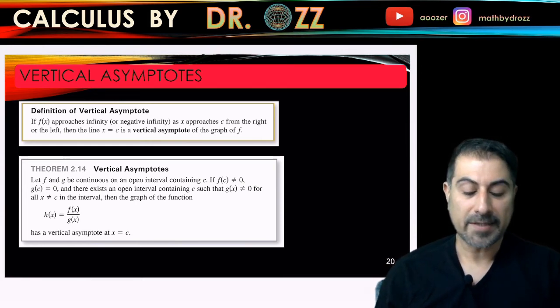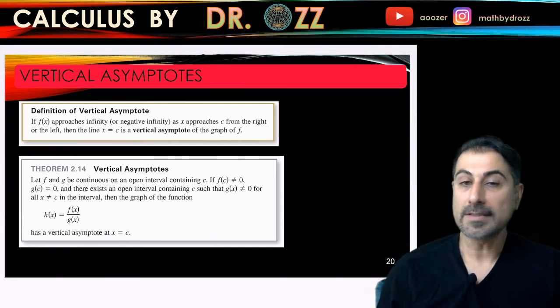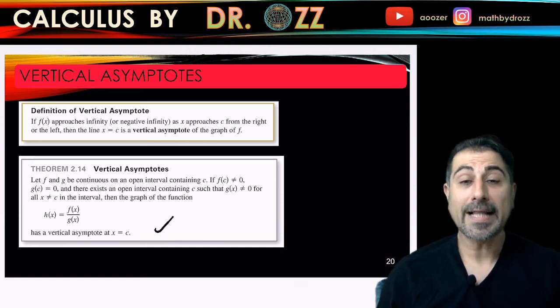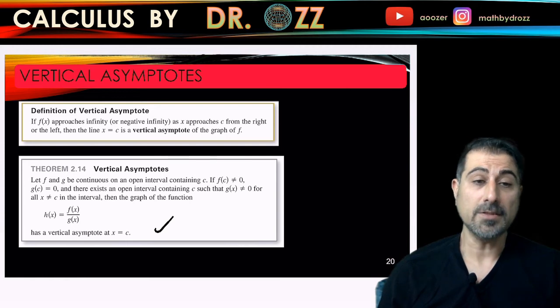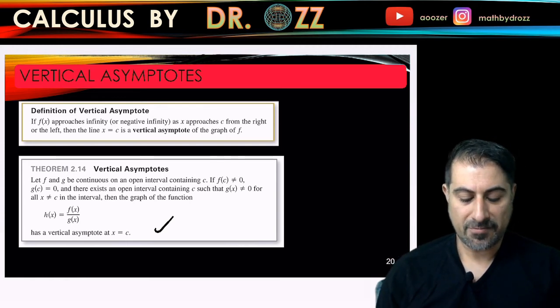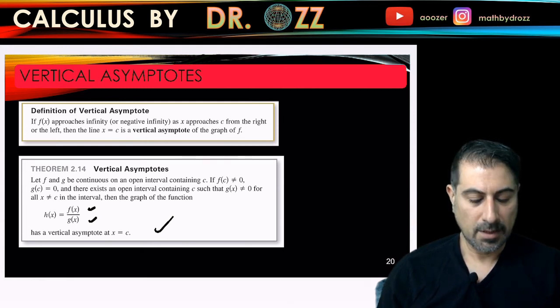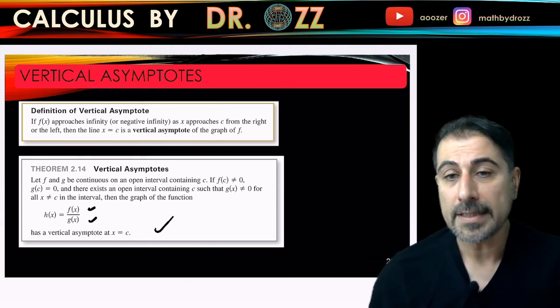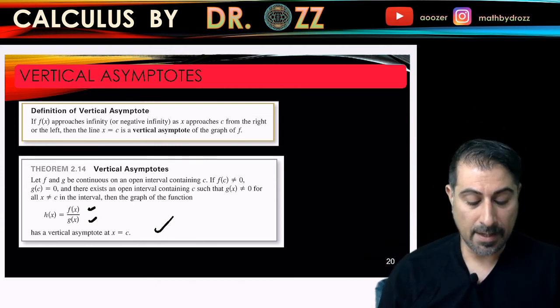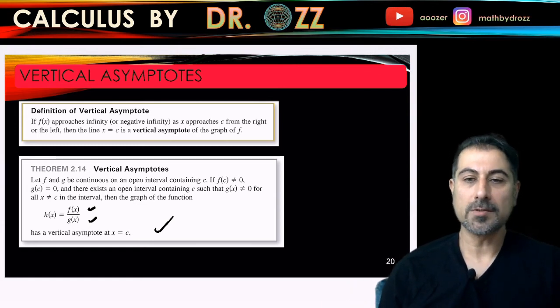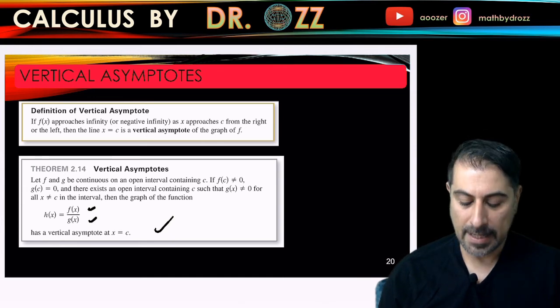If f of x approaches infinity or minus infinity as x approaches c from the right or the left, then we say that x equals c is a vertical asymptote to the graph. And I gave you a good strategy for finding vertical asymptotes for rational functions. When you have f and g at the top and the bottom, all you're going to do is find the c's that make the bottom zero but not the top. If you can pinpoint those points, those are going to be the candidates for vertical asymptotes.